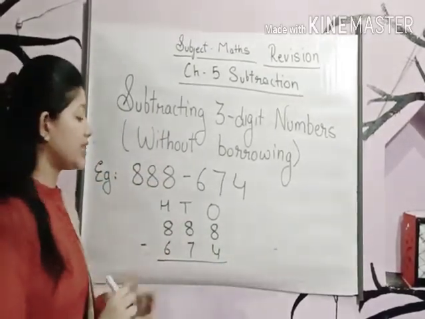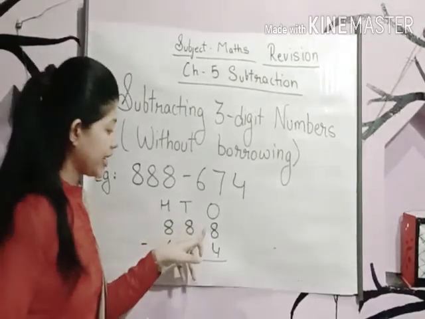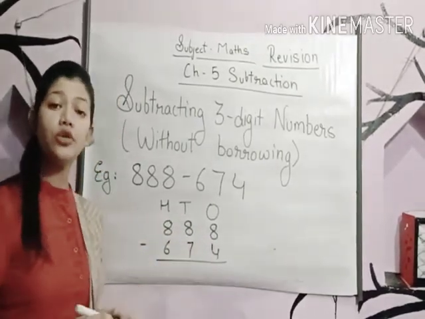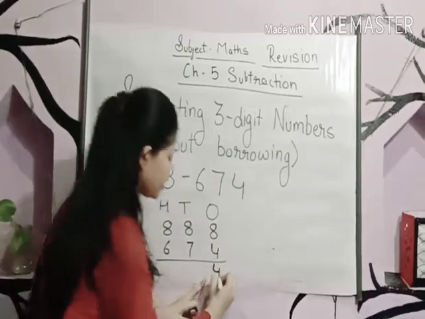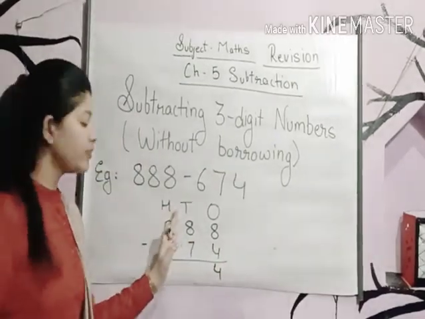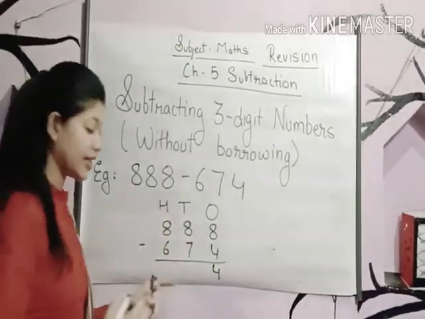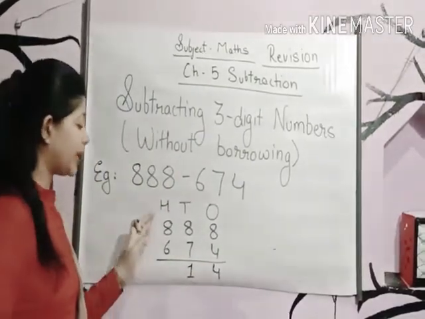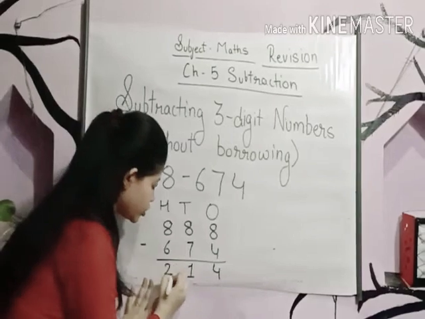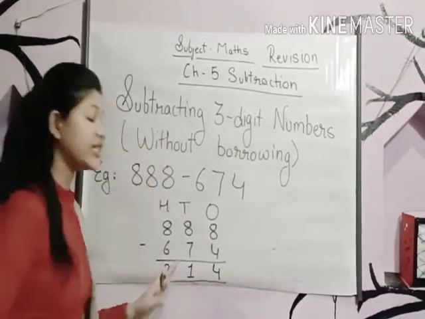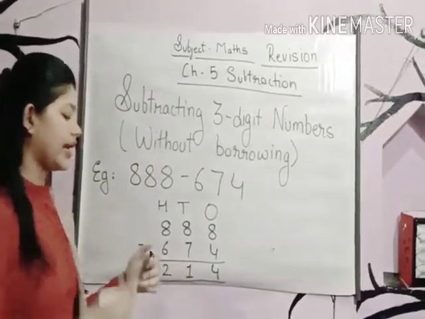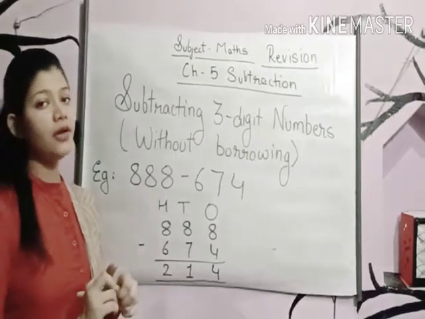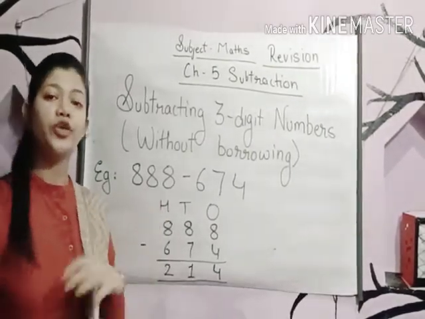Clear? Now let's find the difference. 8 minus 4 is equal to 4. Now let's come to the tens column. 8 minus 7 is equal to 1. Now we will come to the hundreds column. 8 minus 6 is equal to 2. What did we get as the difference? 214. Clear? I hope this much is clear to you all.